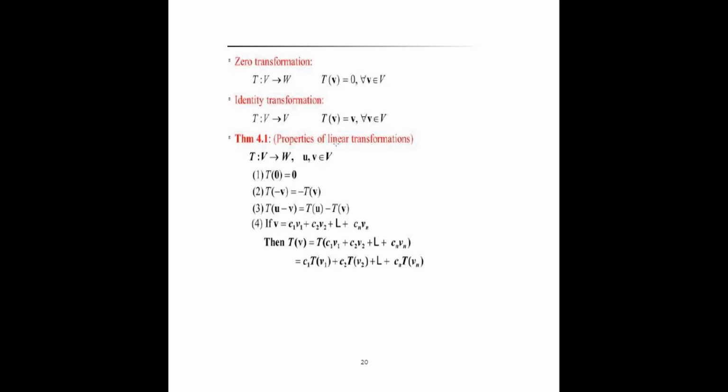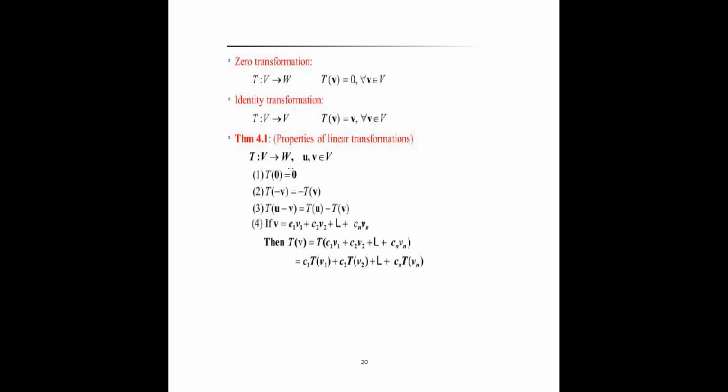And you can check that this function also satisfies the two conditions of linear transformation, and eventually it becomes a linear transformation too. So these two are default linear transformations, which can be defined on any given vector space, and the zero transformation between any two arbitrary vector spaces.